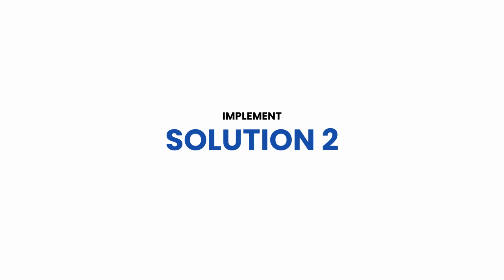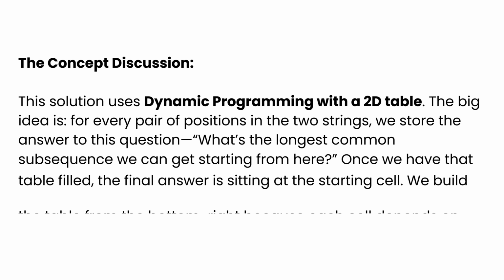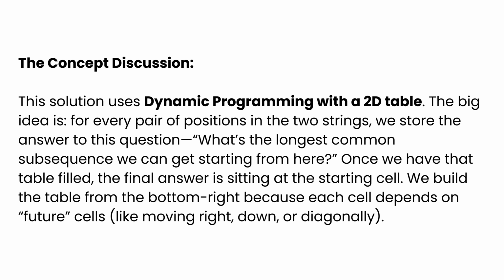Let's try to implement it using solution 2. Time complexity is O(MN). Space complexity is O(MN). This solution uses dynamic programming with a two-dimensional table. The big idea is that for every pair of positions in the two strings, we store the answer to this question: what is the longest common subsequence we can get starting from here? Once we have that table filled, the final answer is sitting at the starting cell.